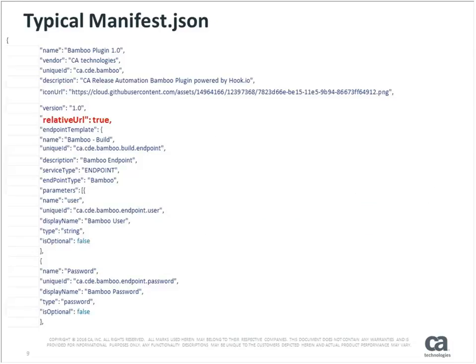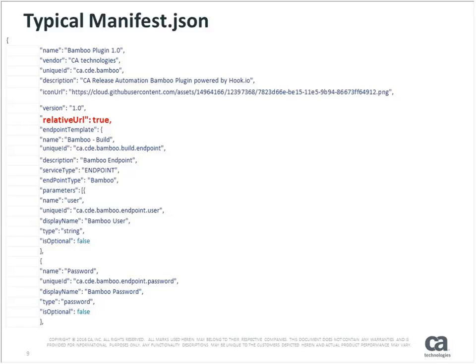Here in this example, this is what I want to actually talk about in more detail. Here we're showing you where you have the name of the plugin. In our example here it is basically Bamboo Plugin 1.0. The vendor, what is the unique ID? It is important that you maintain a unique ID so it avoids confusion between the multiple plugins, if you have multiple plugins out there. It also includes the description of the plugin. In this example, it's telling you it's powered by Hook.io. It also includes the icon URL, basically where does the icon reside and where does it live, and how do I get to it. And it gives you a version number.